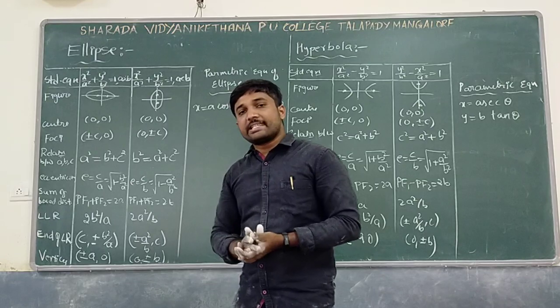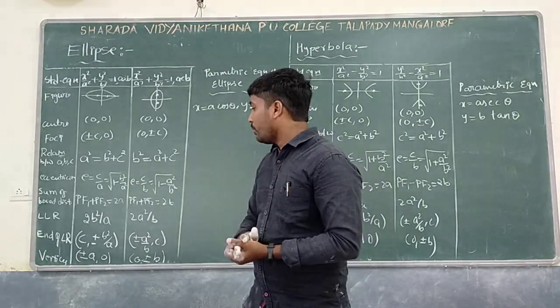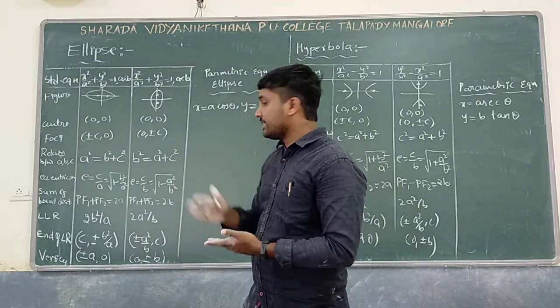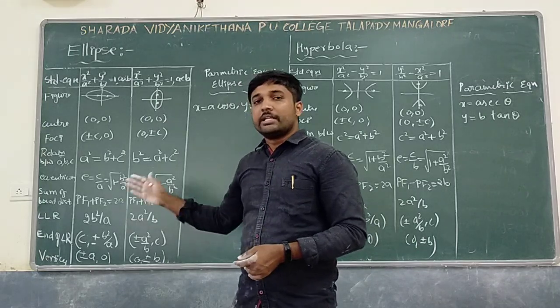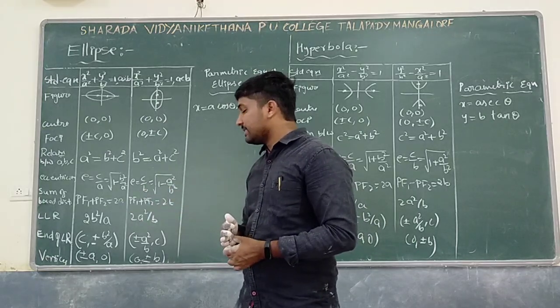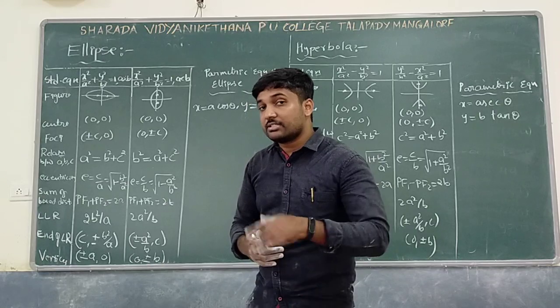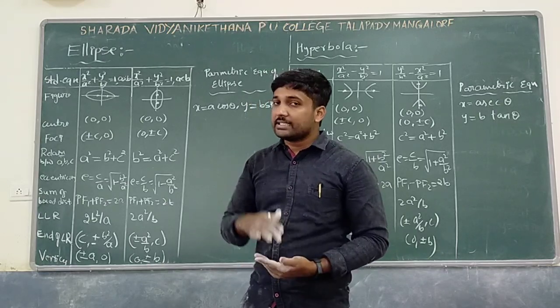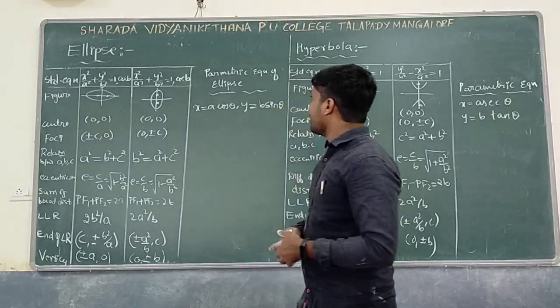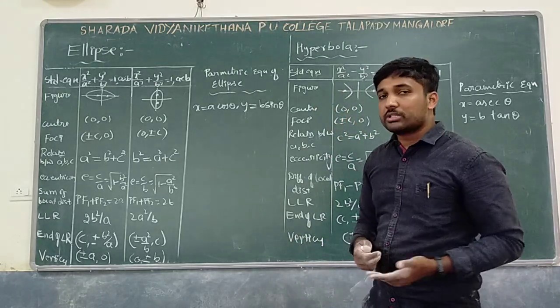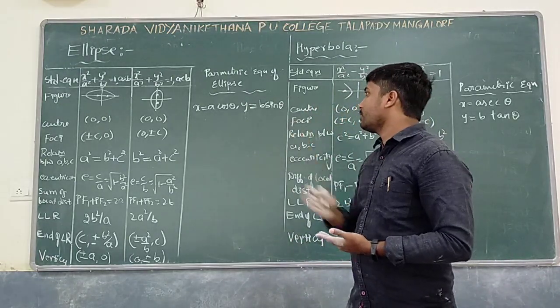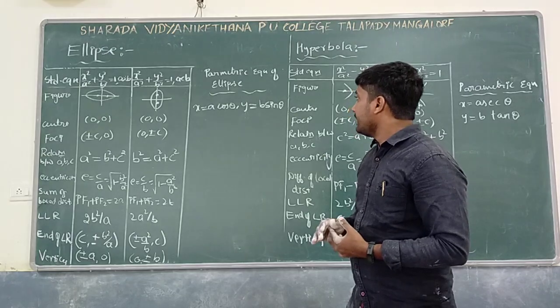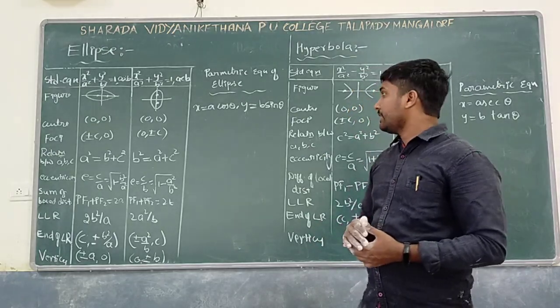Next, vertices of the ellipse. Vertices of the ellipse are, in the first case, plus or minus a, 0, in the second case 0, plus or minus b. Length of the major axis is 2a, length of the minor axis is 2b. Next, parametric equation of ellipse. For both the cases, it is x is equal to a cos theta, y is equal to b sin theta.